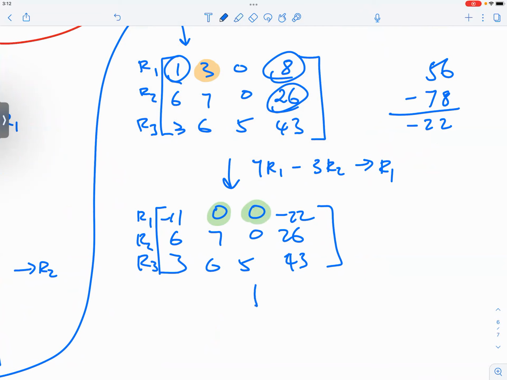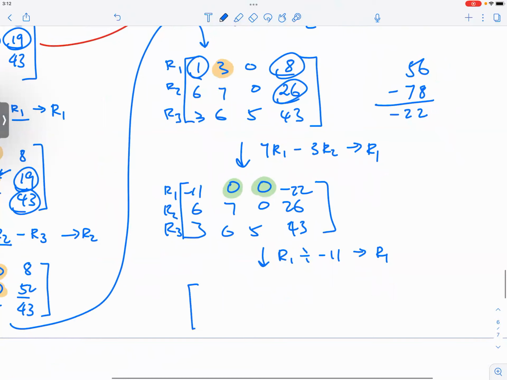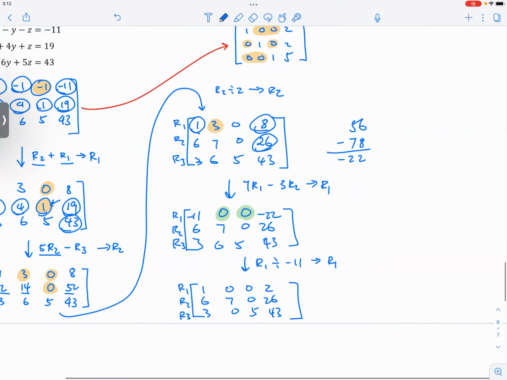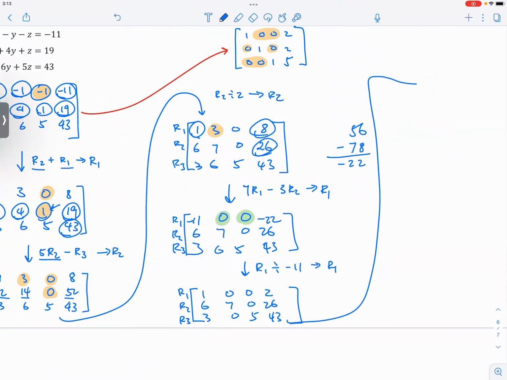And why is it important? Because now we can simply go ahead and say, let's divide the row 1 by negative 11. And that shall be our new row 1. And that would be 1, 0, 0, 2. And the other two rows are still the same. Okay. So we're like, oh yeah, that's pretty good. Now with this first row done, we can now use it for a lot of things.